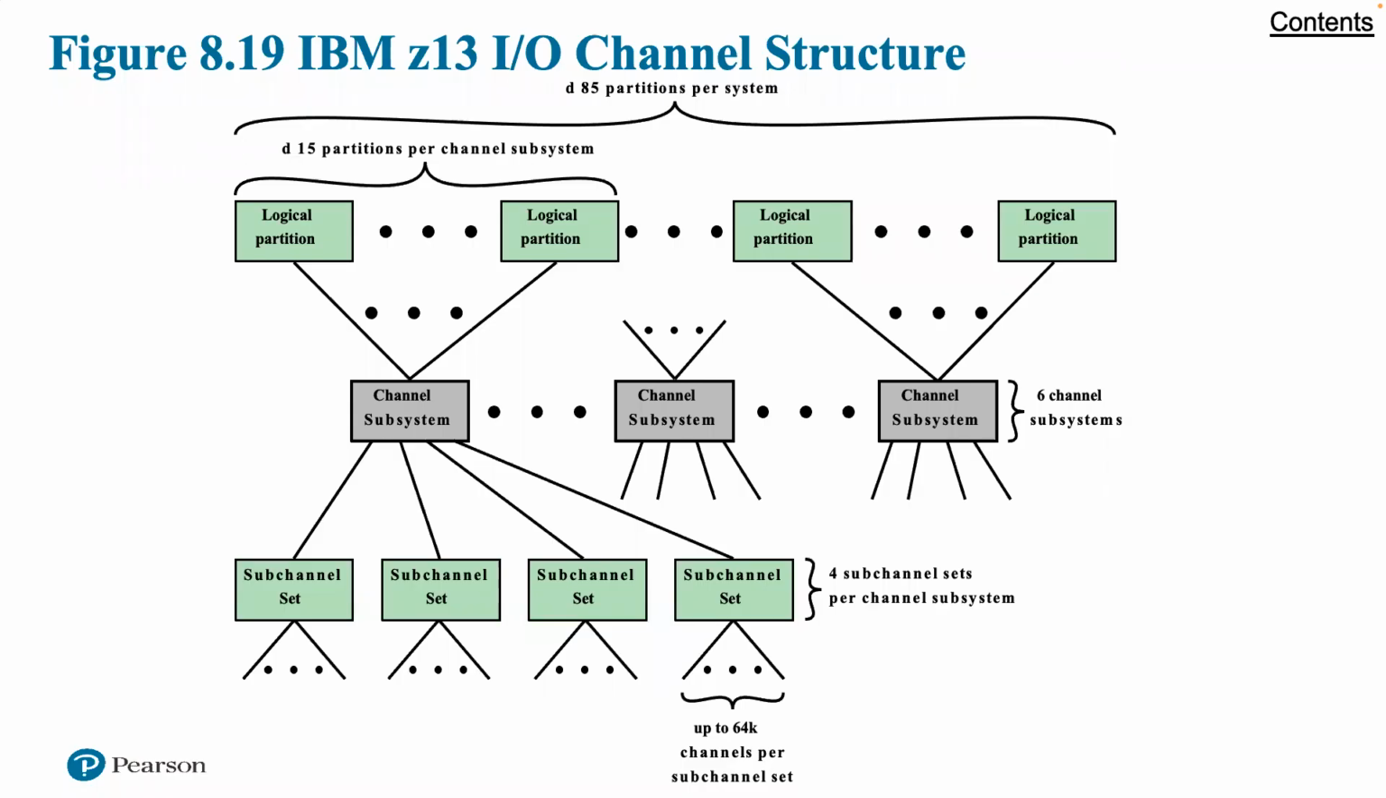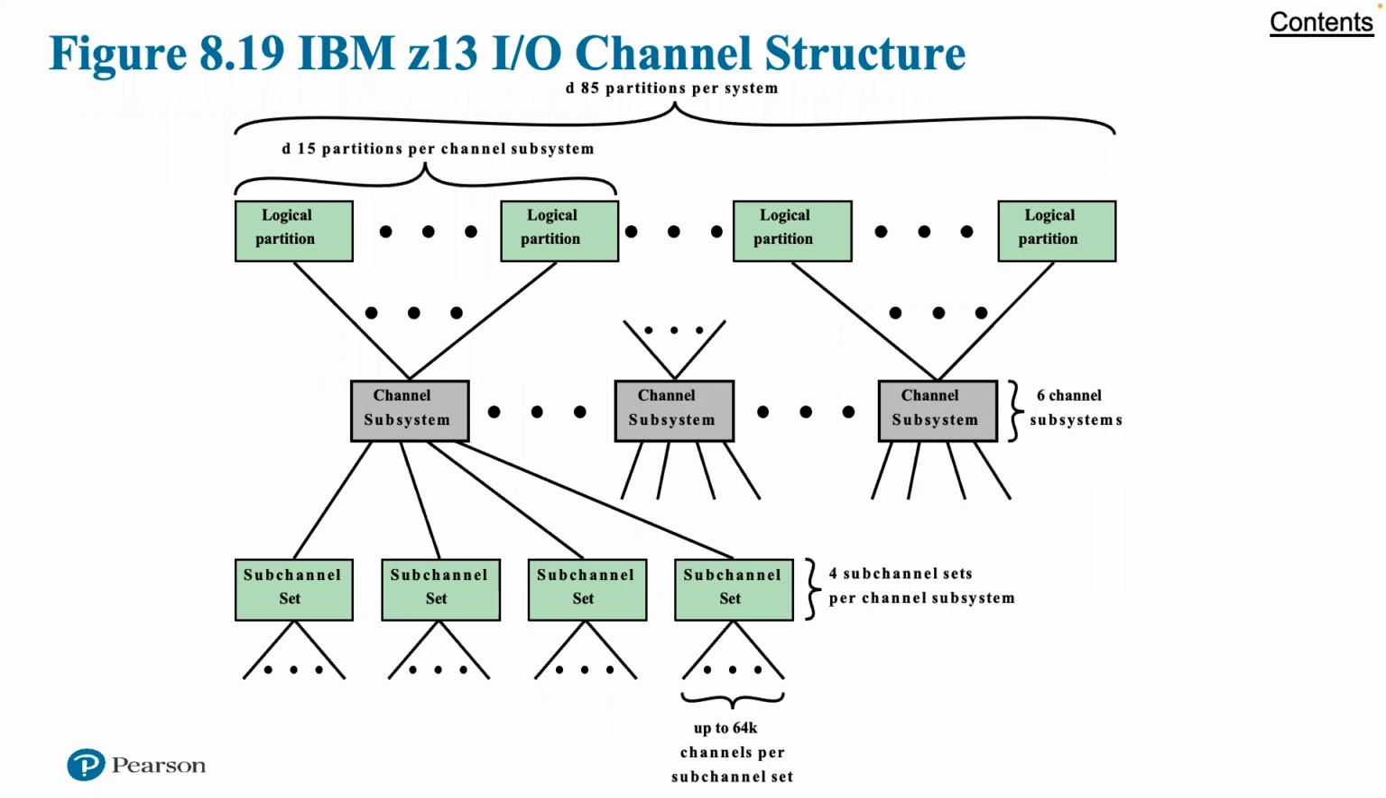Next, we have logical partitions. A logical partition is a form of virtual machine, which is in essence a logical processor defined at the operating system level. Each CSS supports up to 16 logical partitions.